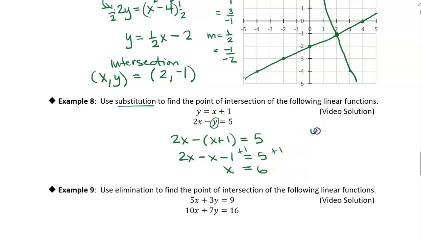But we know that y is equal to x plus 1, right? That was our first equation. So we just are going to take that 6 and put it back into the original equation, okay? And we can really put it into either one of these original equations, but the y equals x plus 1 is simple, right? So it just becomes y equals 6 plus 1, which means y is 7. So the xy intersection point is equal to 6 comma 7.